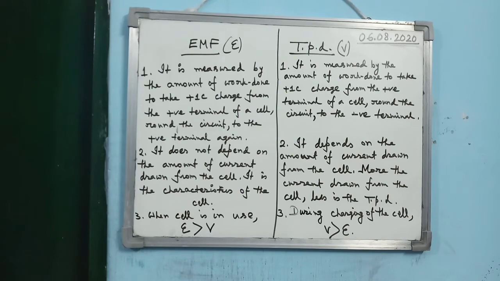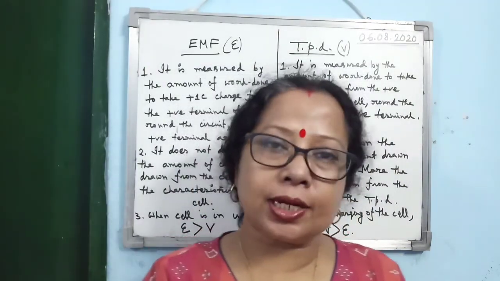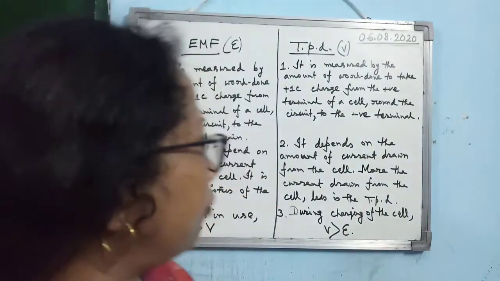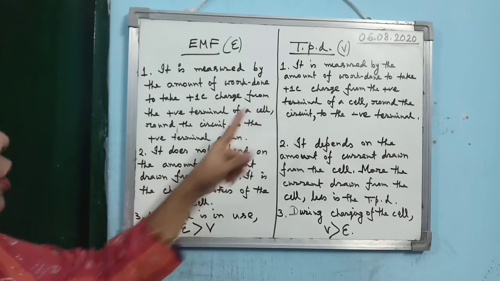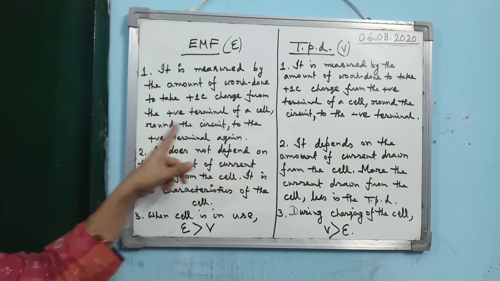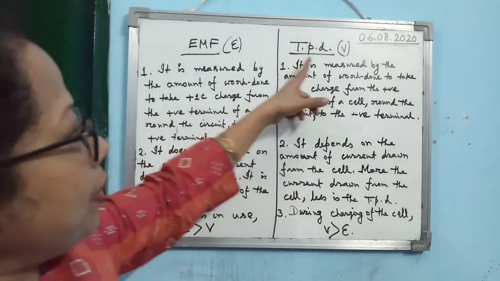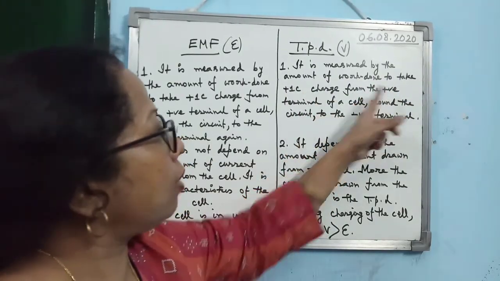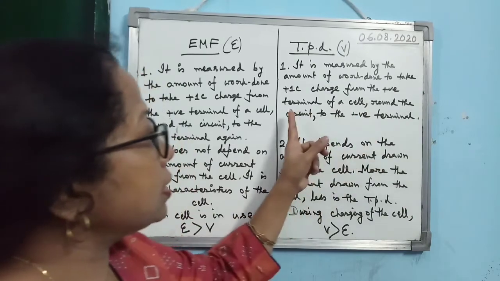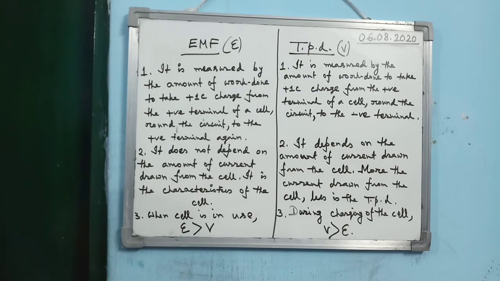Now, what are the differences between EMF and terminal PD of the cell? The first point of difference is the definition. EMF is measured by the amount of work done to take plus 1 coulomb charge from the positive terminal of a cell round the circuit to the positive terminal again. Whereas terminal PD is measured by the amount of work done to take plus 1 coulomb charge from the positive terminal of the cell round the circuit to the negative terminal, because you are not taking it through the electrolyte.